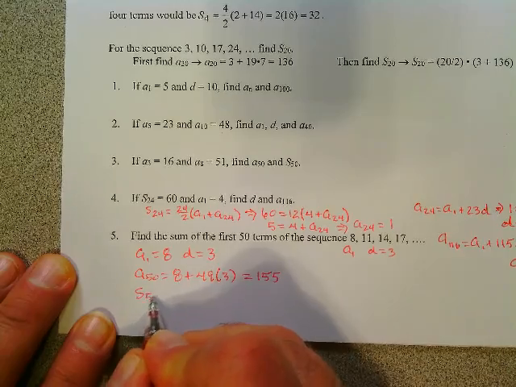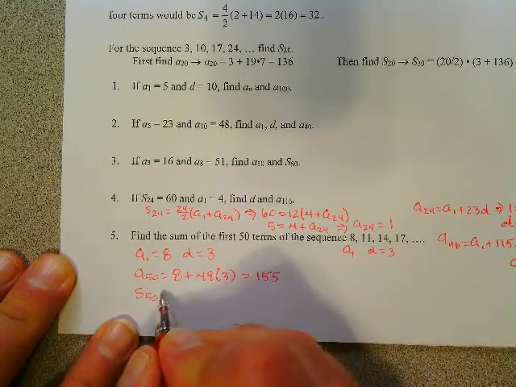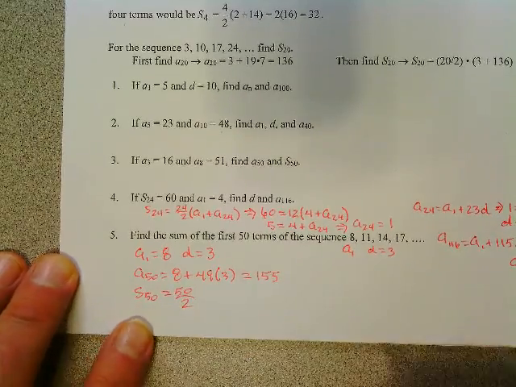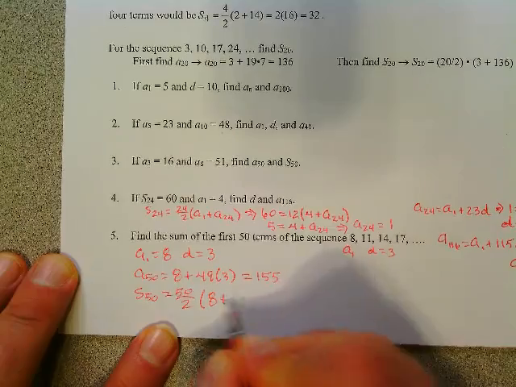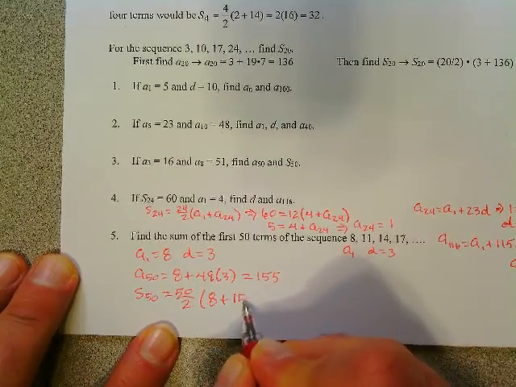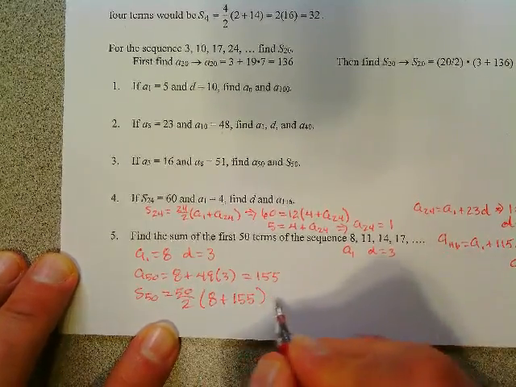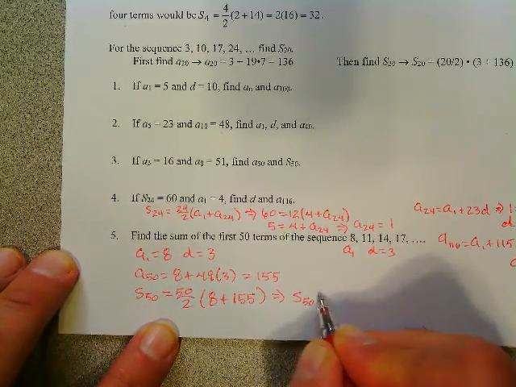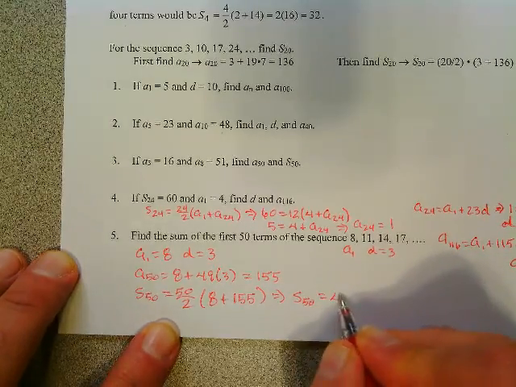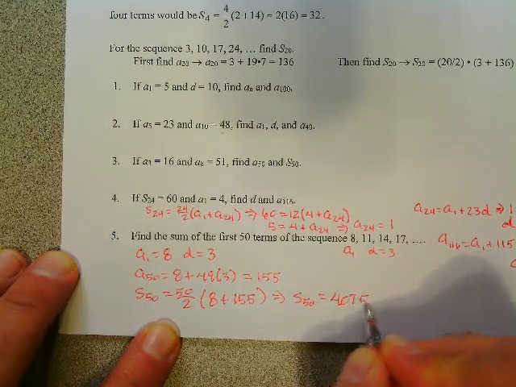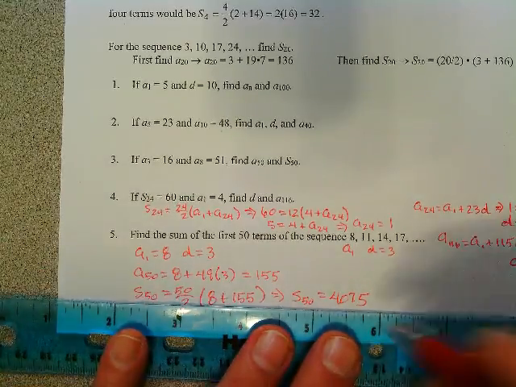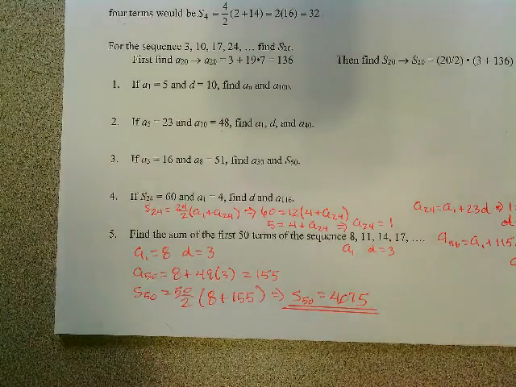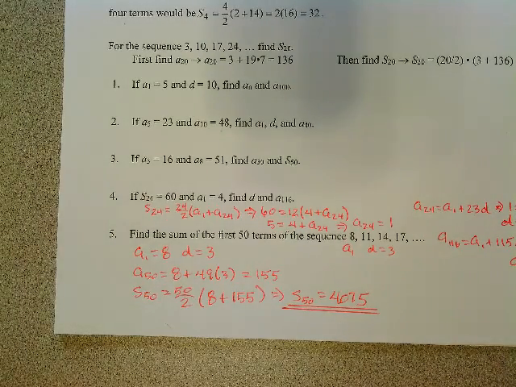S50, again, we want the sum of the first 50. Well, that's going to be 50 over 2. The first term was 8. The 50th term was 155. And so the sum of the first 50 ends up being 4075. And there you go, the sum of the first 50.